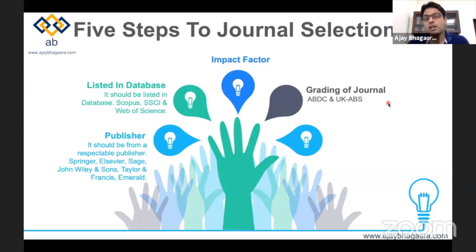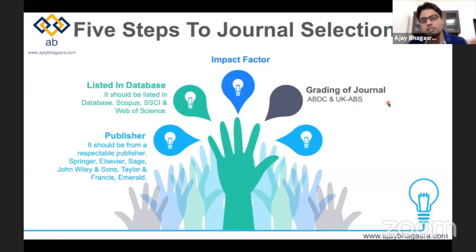So ABDC lists the journals. It gives categories like C category journal, D category, B category, A category, and then you have A star also. Likewise, ABS also gives categories like level 1, level 2, level 3, level 4, and level 4 star.